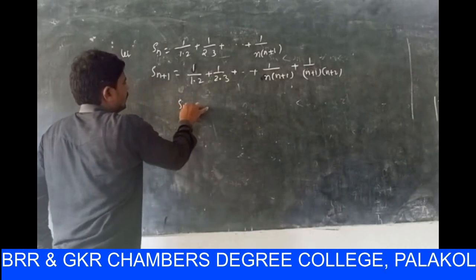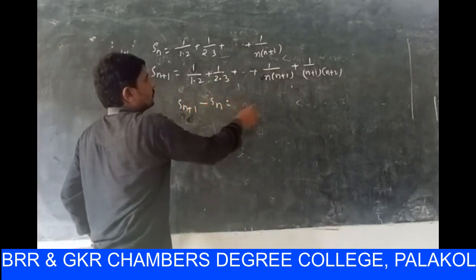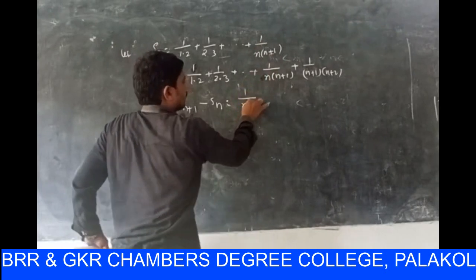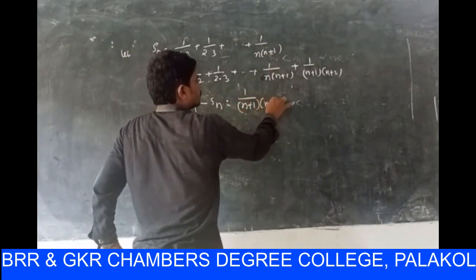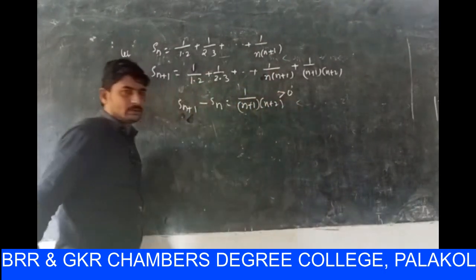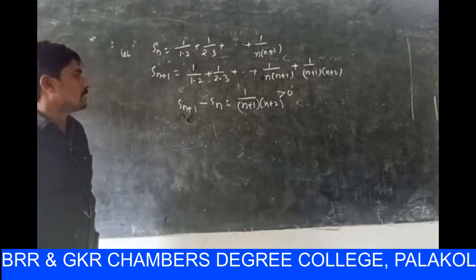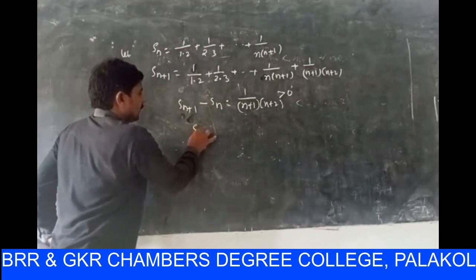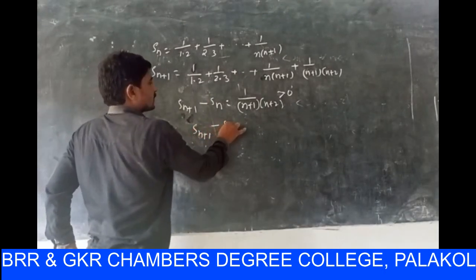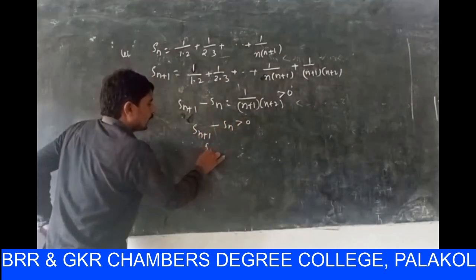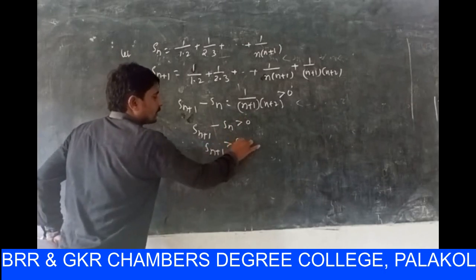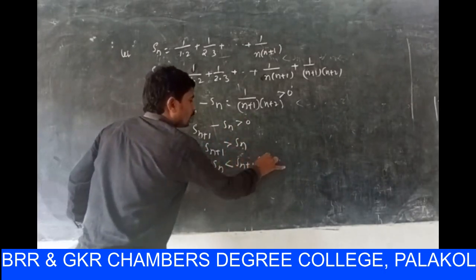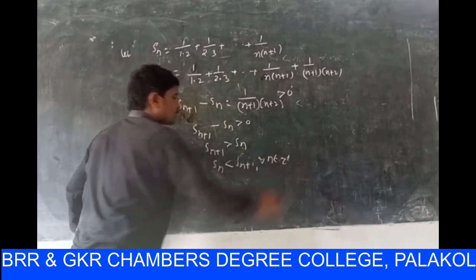Take the difference Sn plus 1 minus Sn. Here the other terms will be cancelled. The last term is 1 by n plus 1 into n plus 2. So Sn plus 1 minus Sn is equal to 1 by n plus 1 into n plus 2, which is greater than 0. That is, Sn plus 1 is greater than Sn. That is, Sn is less than Sn plus 1 for all n belongs to Z plus.